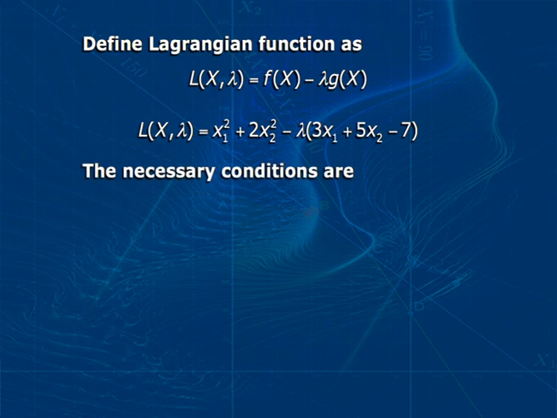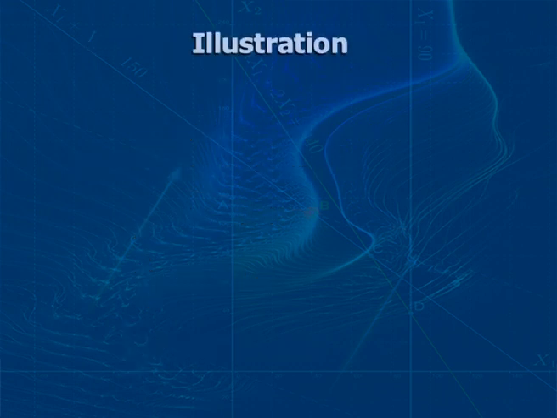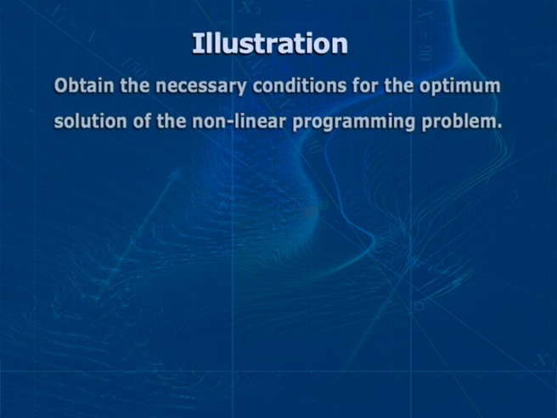The necessary conditions are ∂L/∂x1 = 2x1 − 3λ = 0, ∂L/∂x2 = 4x2 − 5λ = 0, and ∂L/∂λ = −(3x1 + 5x2 − 7) = 0. Let us take an illustration. Obtain the necessary conditions for the non-linear programming problem.